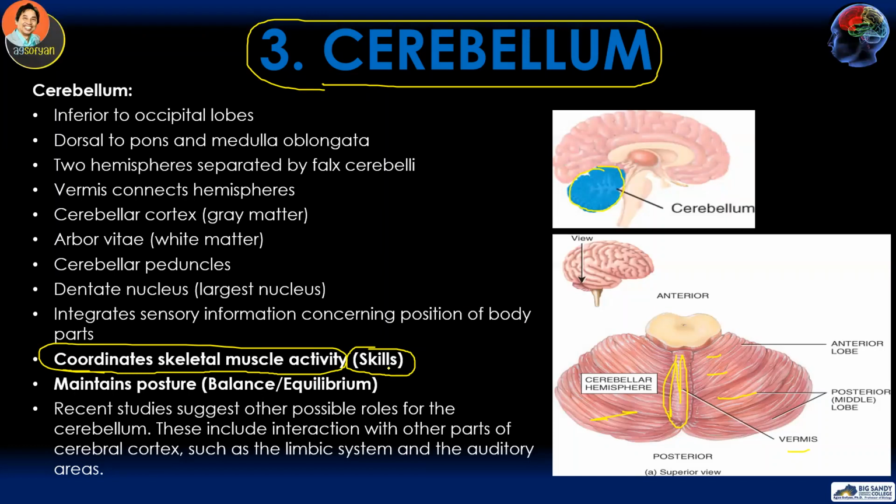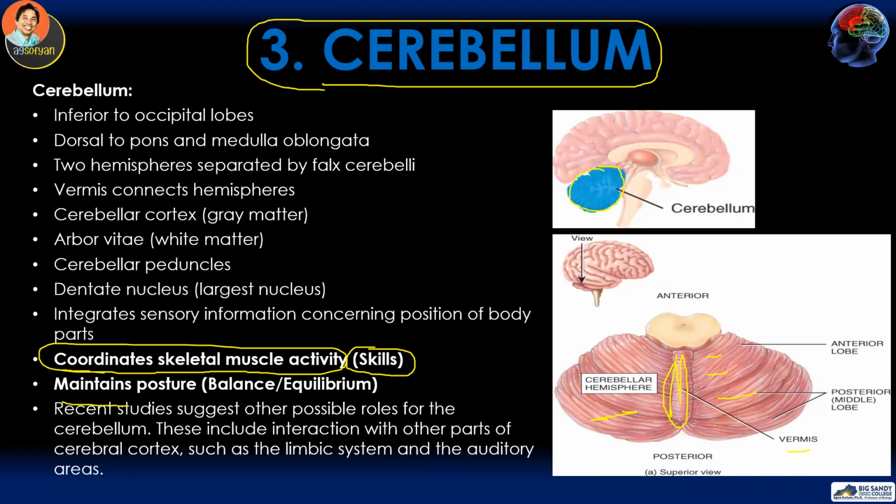Okay? The first time we do a skilled thing, usually it's difficult, but when we do it over and over and over, then we become skillful at that action. So when we are becoming skillful, the action will mostly be controlled by the cerebellum. Okay, so that's the main function of the cerebellum.